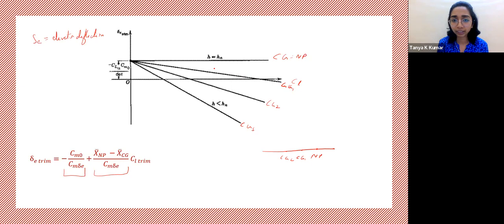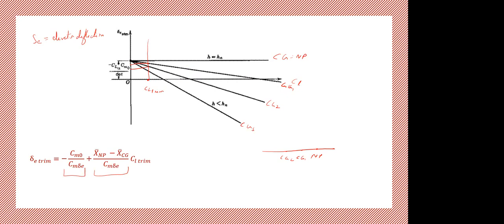Initially, if the CG was at CG1, and then due to the movement it moves to CG2, they've asked how the delta E will change. Suppose this is the CL at which we want to trim, CL trim. Let's draw a line there. At CG1, your delta E trim for CL trim was here. Now for CG2, for the same CL trim, delta E trim has become this. So did delta E trim increase or reduce? Reduced. Okay, so that is the answer here.